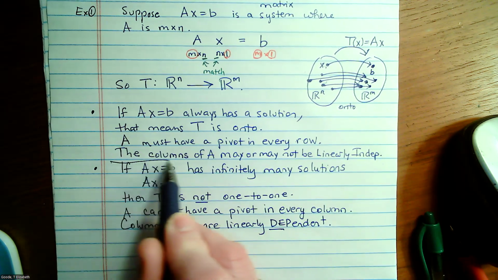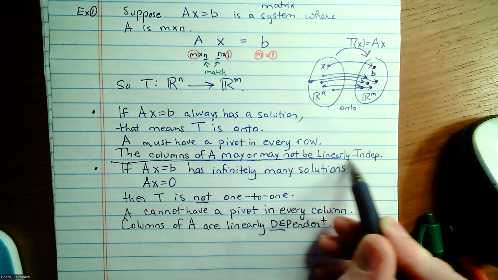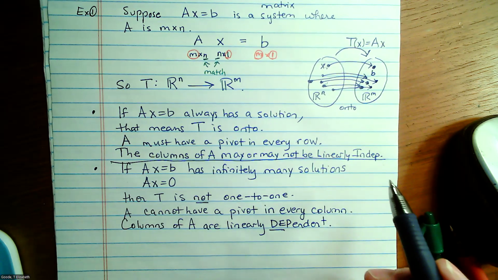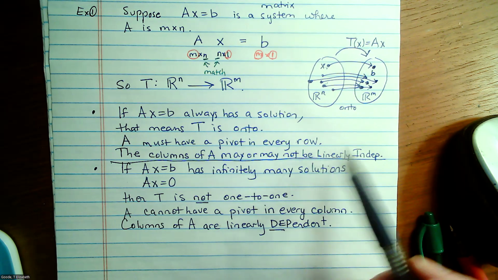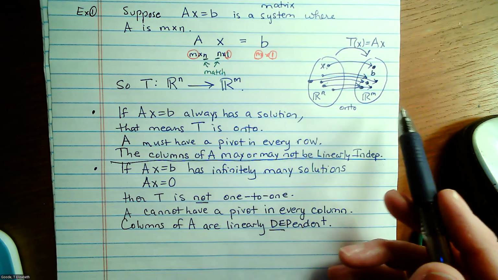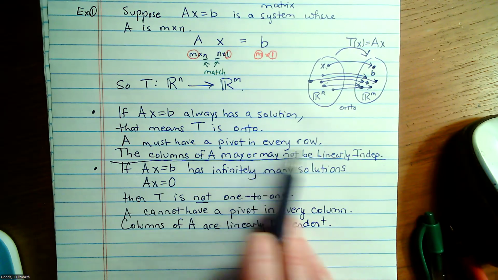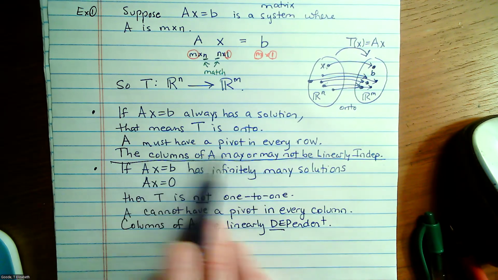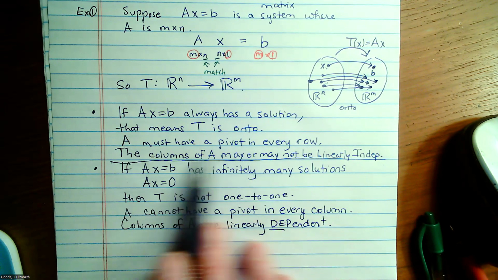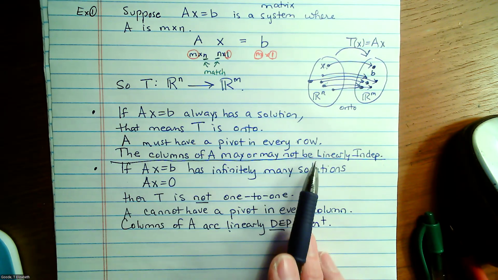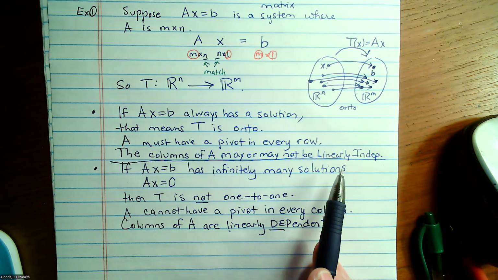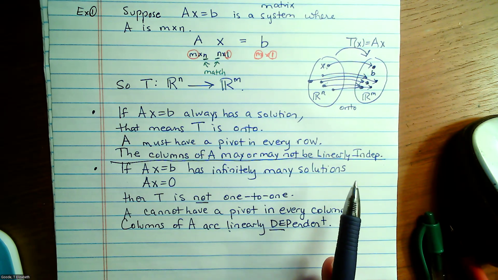But if we've got more columns than rows, then we can have a pivot in every row and still not have a pivot in every column. See what I mean? So it really just depends on the size of A, whether it's square or whether it's got more rows than columns.